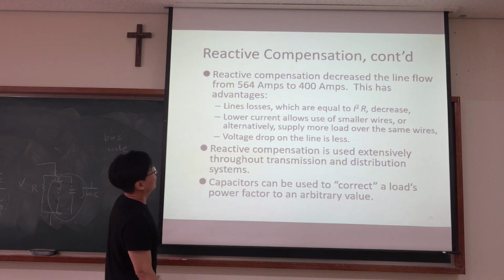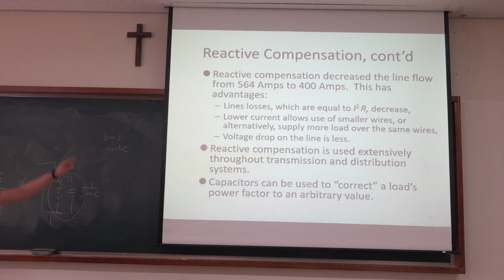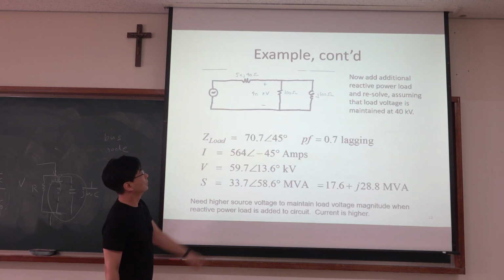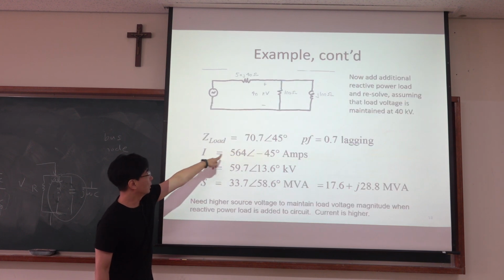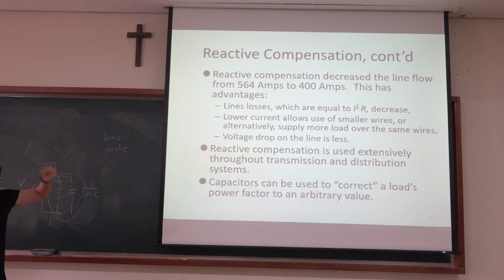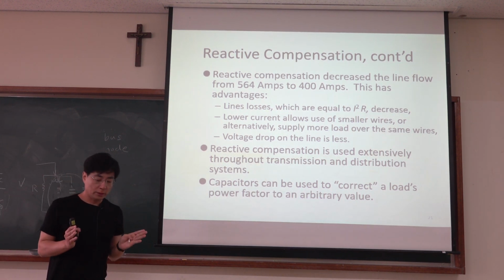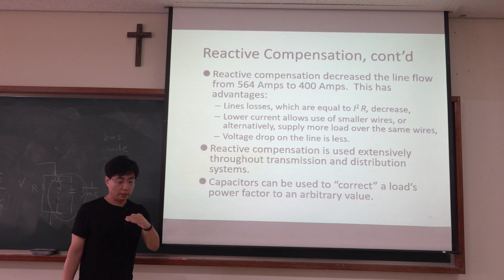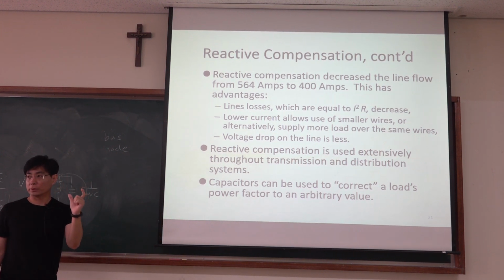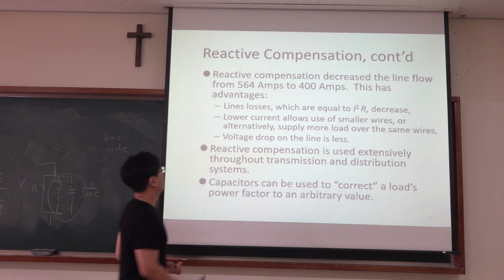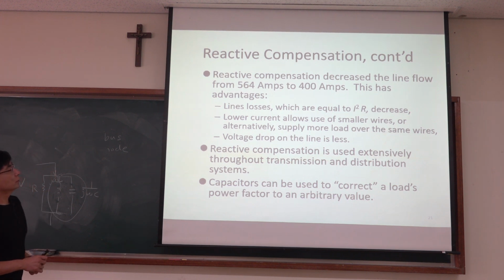Okay. Reactive power compensation continued. Reactive compensation decreased the line flow from 464 amperes to 400 amperes. As we said before, 400 and this much. So by doing reactive power compensation, we decrease the line current. And what is the advantage of power factor compensation? The line current decreases. That means less power losses in the transmission line, the I²R term. Line losses, which are equal to I²R, decrease. And lower current allows use of smaller wires.